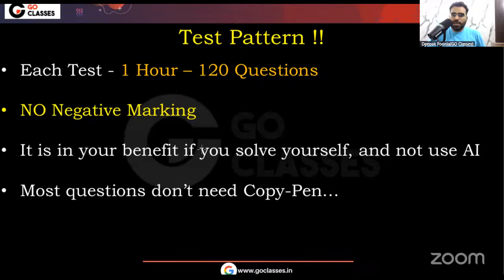Why? What is the reason? Because we want to make sure that genuine students get a benefit over the students who are using AI. Many students sent us messages saying, sir, nowadays using ChatGPT, Gemini, and different types of AI, students can solve the questions, right? I agree.